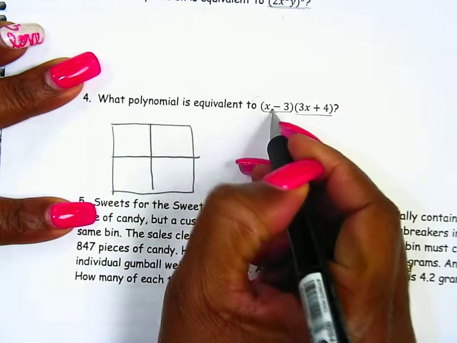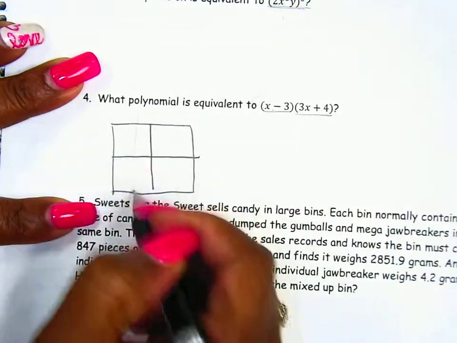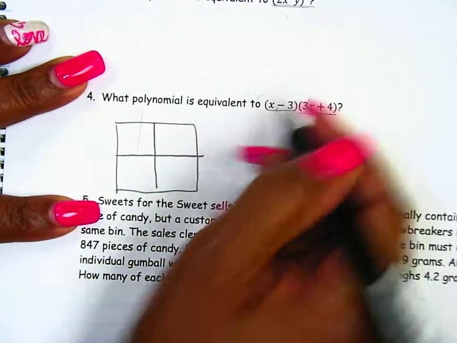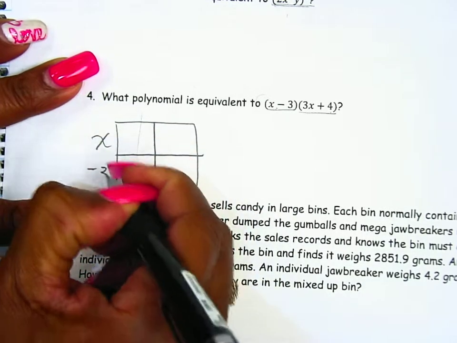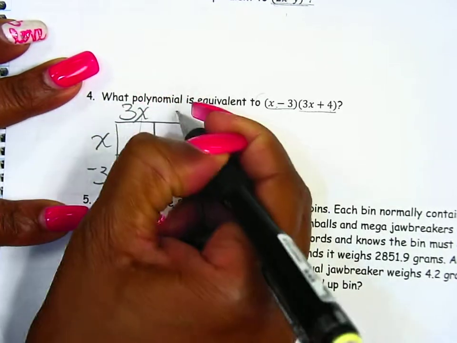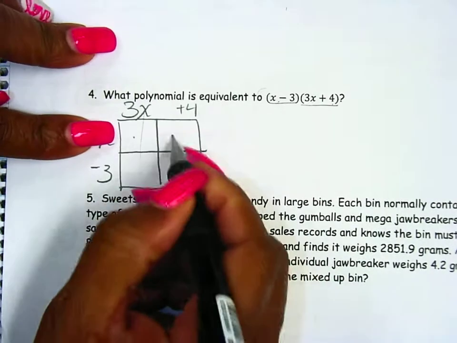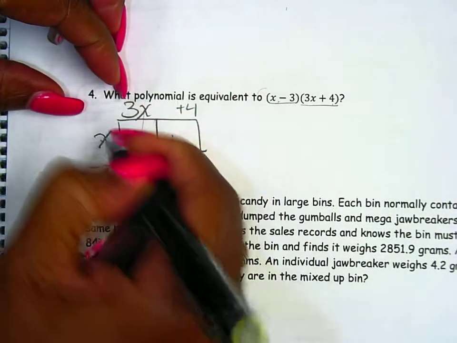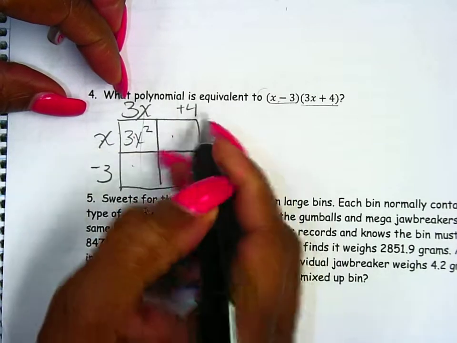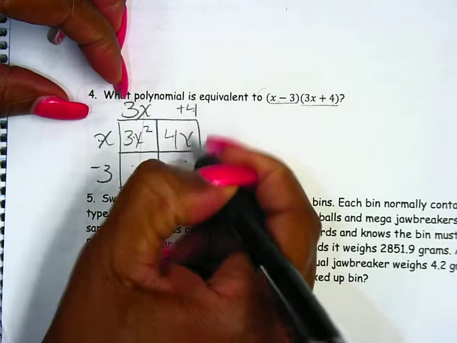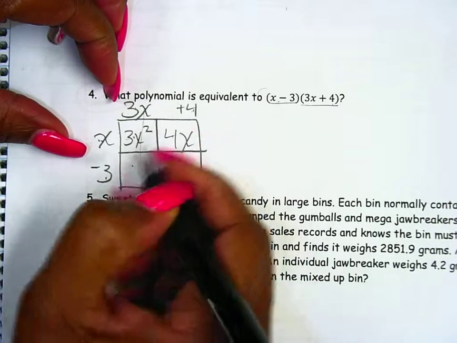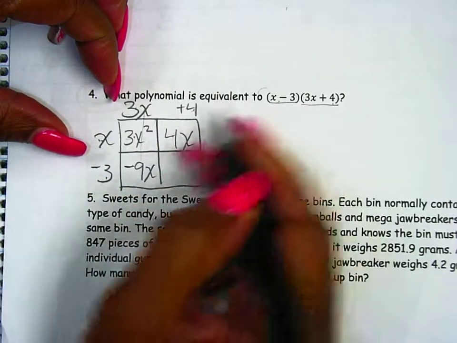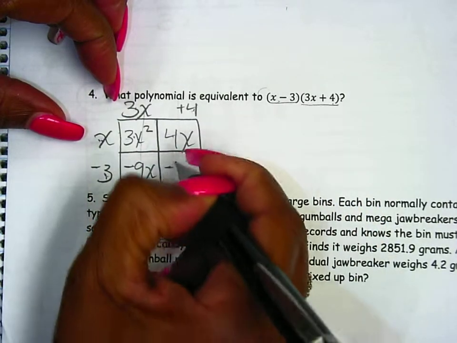This is a 2 by 2, so that's where I put a 2 by 2. Here I'm going to put x and negative 3, then 3x plus 4. Inside the sections is the product of these terms. So 3x times x is 3x squared. 4 times x is 4x. 3x times negative 3 is negative 9x. Negative 3 times positive 4 is negative 12.